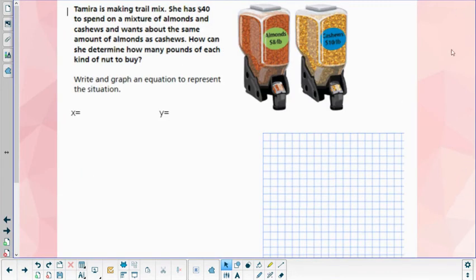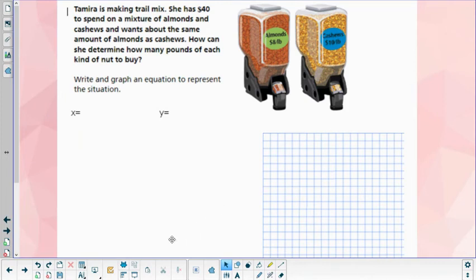Okay, this is the last one. What I would like you to do is go ahead and pause your video. I would like you to try this one on your own and then come back and check your answers and see how you do. My hint for you is to look at the picture over here because that's where a lot of the information you need for this problem is.